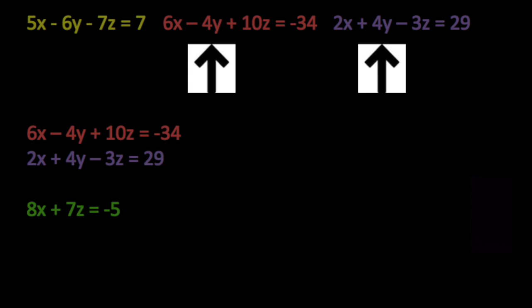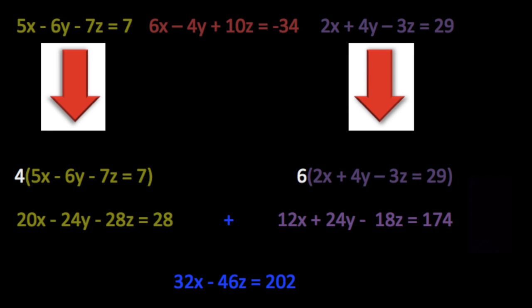First, let's choose two equations that we can eliminate one variable with. Let's choose the second and third equations, since if we add them, we can eliminate the y variable. Next, let's take the third equation and the first equation so we can eliminate the remaining y variable. Multiply the first entire equation by 4 and multiply the third equation by 6 so we can eliminate negative 24y with 24y. Then you'll end up with 32x minus 46z equals 202.